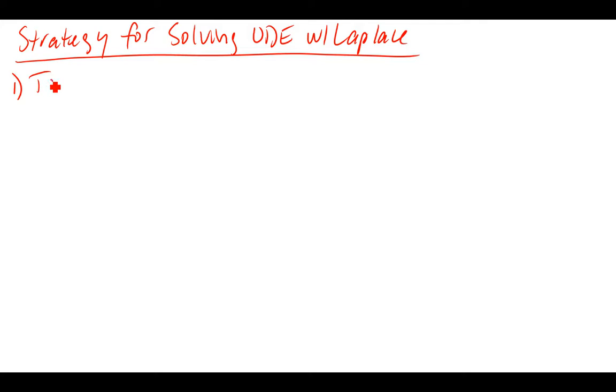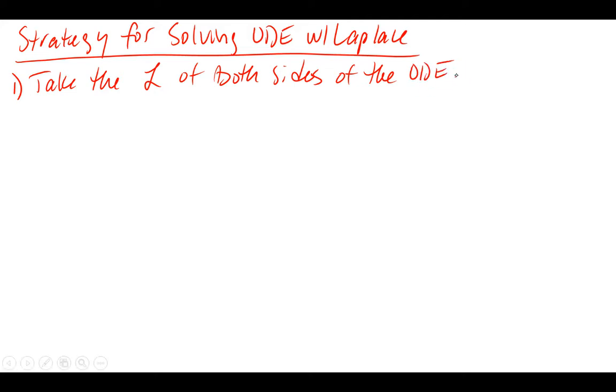Okay, so step 1 is going to be to take the Laplace of both sides of the ODE. So I'm going to do a complete translation. That'll be easy. That's going to almost always be just using the chart, reading the chart from left to right, and looking up the stuff that I have.